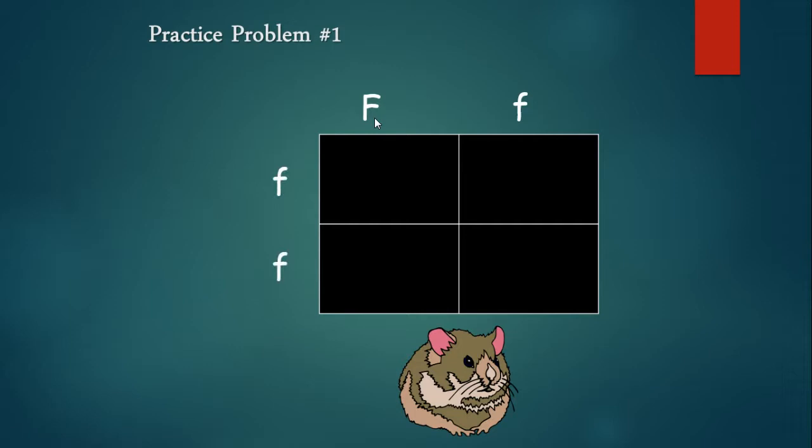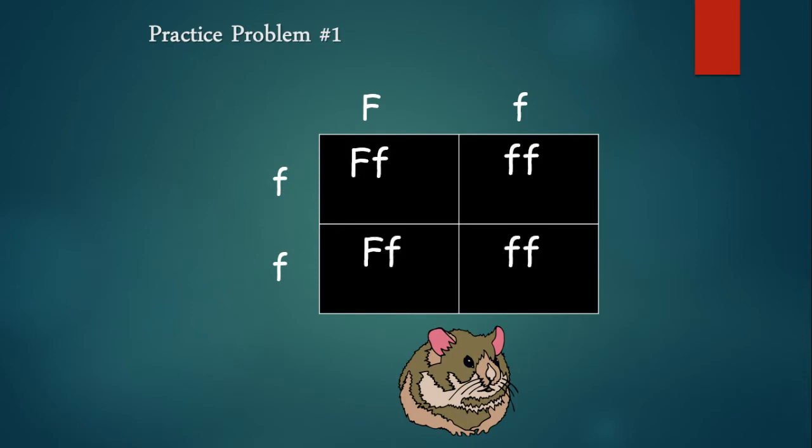Then separate parent 2's alleles on the other side. Parent 2 was the white hamster, lowercase f, lowercase f. Then remember, drop the top and slide the side. That means take the letter from the top and drop it down, write it in the 2 boxes below it. Then do the same thing on the side, but slide it over so that you're writing the same letter on both boxes beside it.